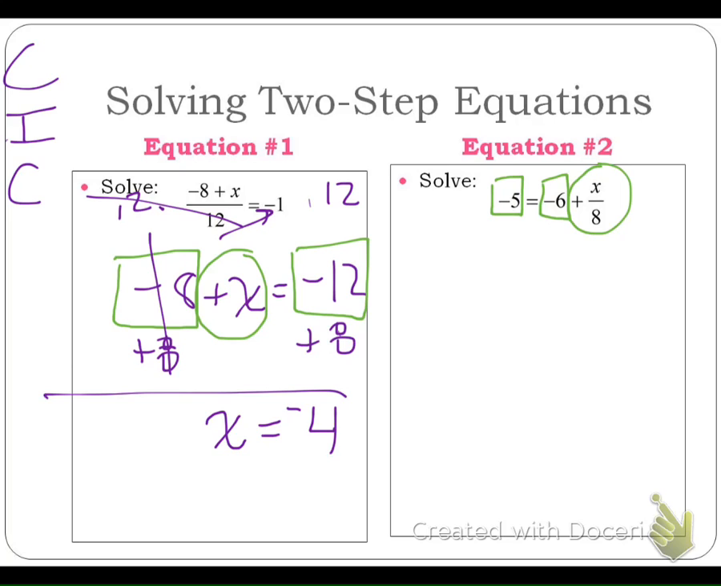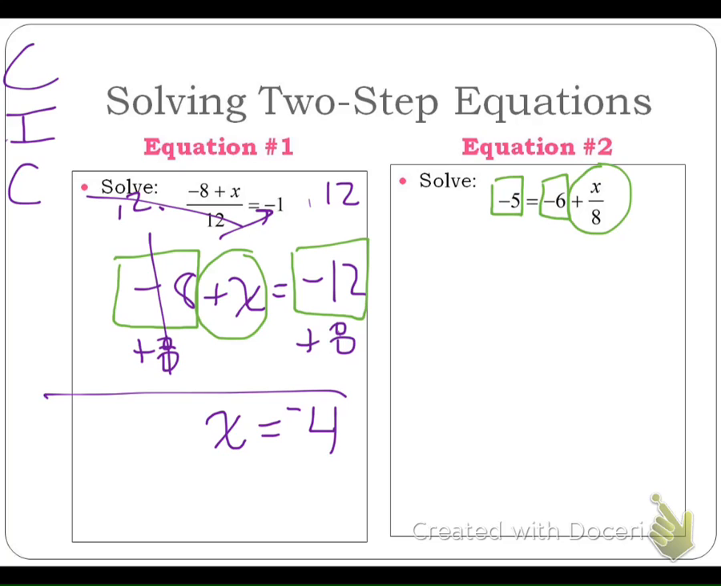Let's apply the same step to equation 2. Do we have any terms that we need to combine? Looks like a negative 5 and a negative 6 are like terms, so we need to combine them. Now, what am I going to do? Am I going to have to add 5 to both sides or add 6 to both sides?